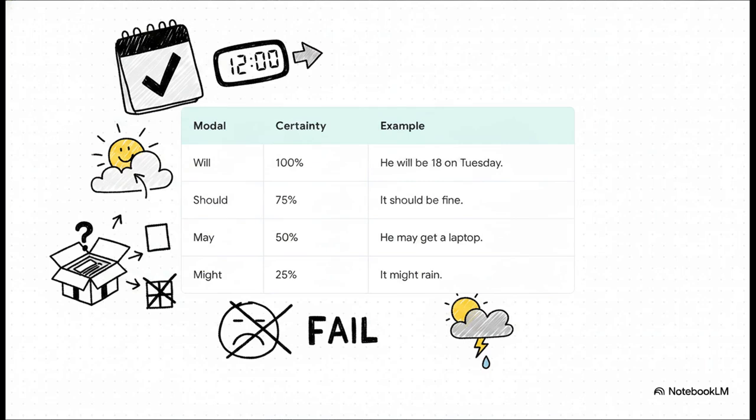Let's map this out to real life. Saying he will be 18 on Tuesday is a 100% certain fact. He may get a laptop is a 50-50 guess. It might rain means there's only a 25% chance. And keep in mind, should is only ever used for positive expectations. We'd say it should be fine weather, but we'd never say he should fail the exam.